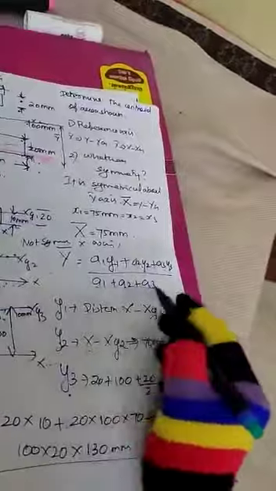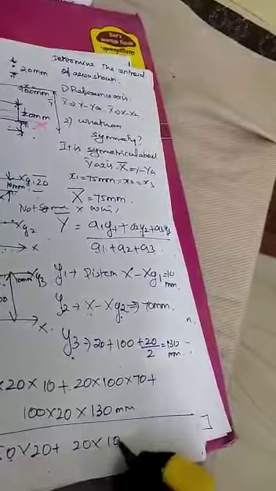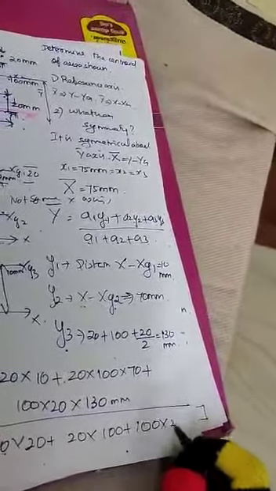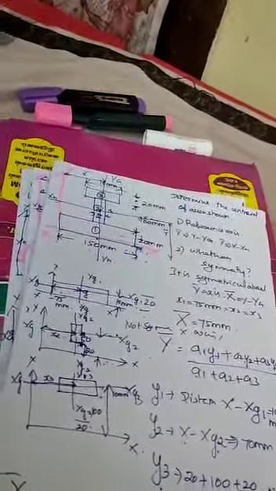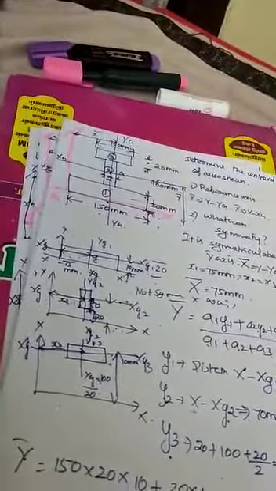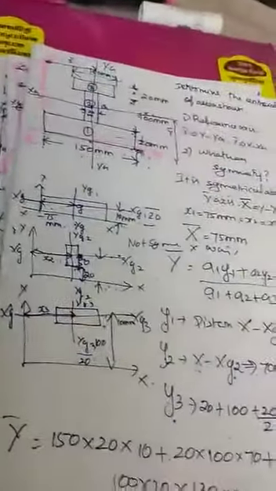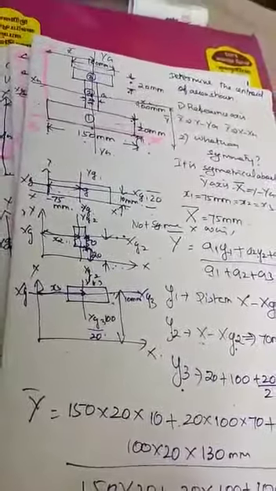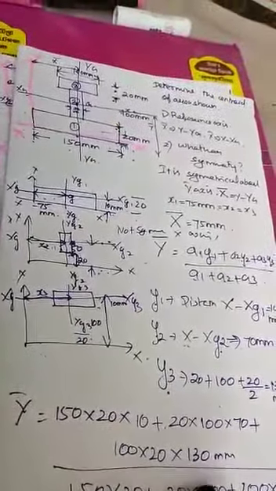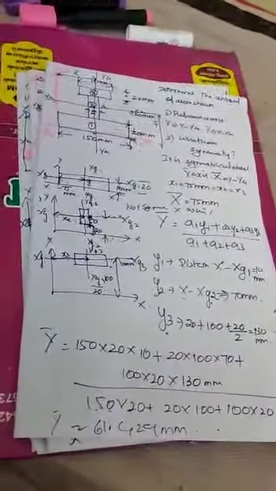Divided by A1, A2, A3. A1, A2, A3 is what? Areas of the rectangles: 150 into 20, plus 20 into 100, plus 100 into 20. So the calculation gives y bar equal to 61.429 mm. You calculate like this. Okay. This is how you have to do for these problems.